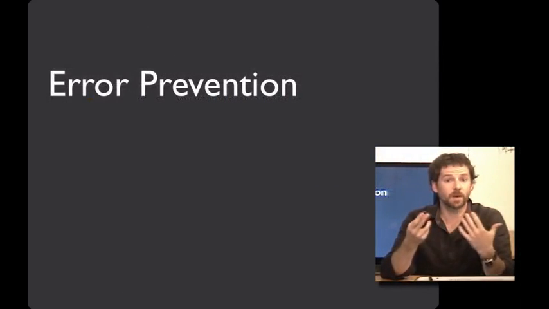Our fifth heuristic is about preventing errors. And there are lots of errors that are easy to make, and there are lots of ways that your interface can help people prevent them.